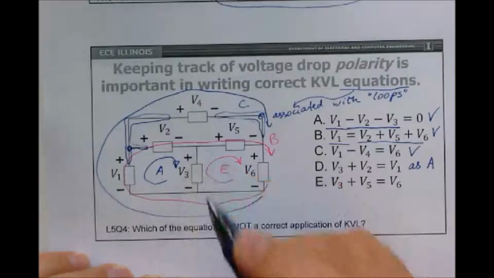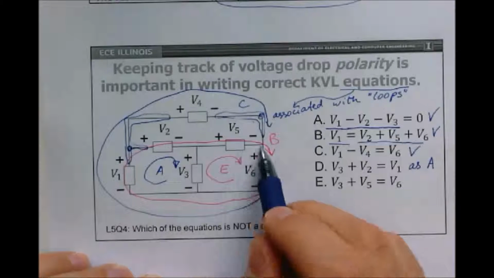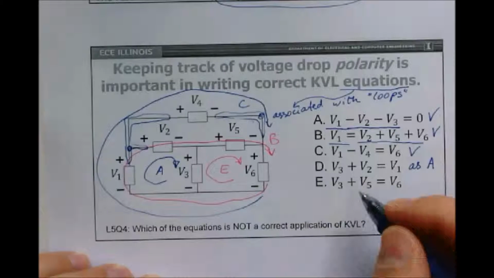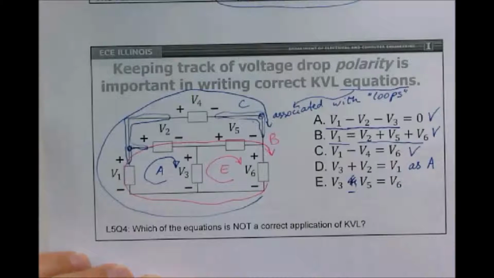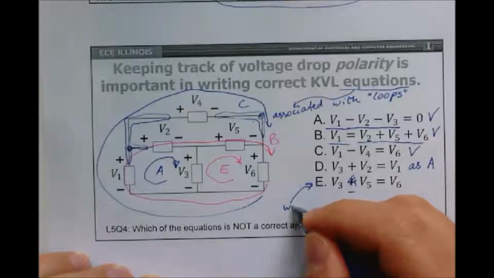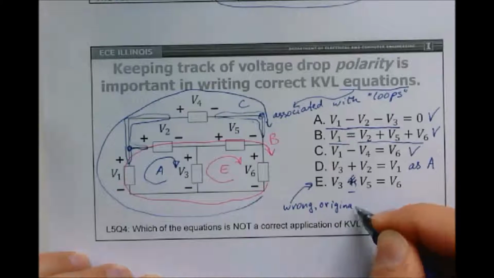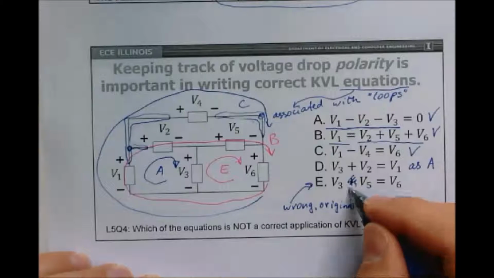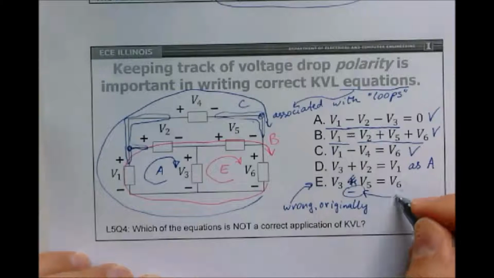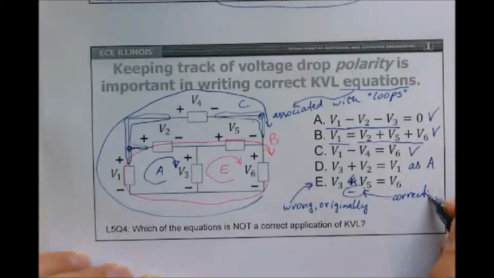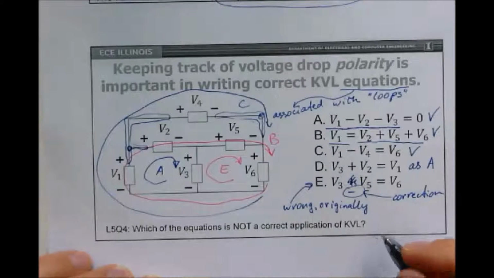Alright, so for loop E, you can see that if we go up from the bottom by V3, then we need to go down by V5 in order to end up the same way as if we just went up by V6. So E is wrong originally, but if you change the sign, you can say, okay, up by V3, down by V5, same place as if you went up from the bottom by V6. So originally the wrong equation is E.